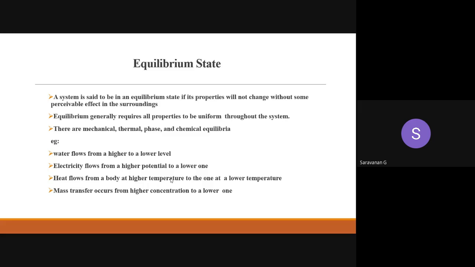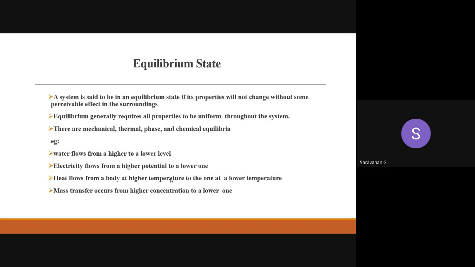As I mentioned earlier, all the intermediate states in this QS process, or quasi-static process, are in thermodynamic equilibrium. That means an equilibrium state. Then we are going to discuss what is meant by an equilibrium state. A system is said to be in thermodynamic equilibrium if its properties will not change without some perceivable effect in the surroundings. Equilibrium generally requires that all the properties of the system be uniform throughout the system. That is known as equilibrium.